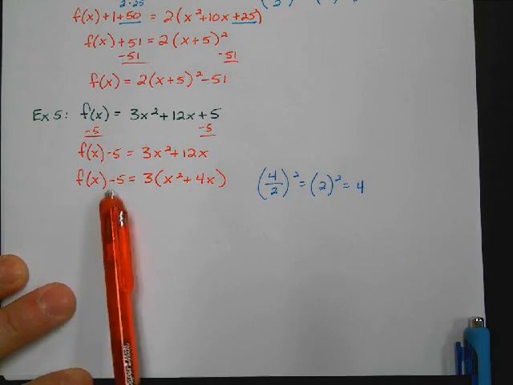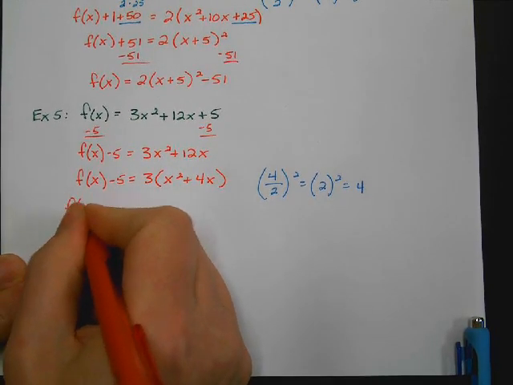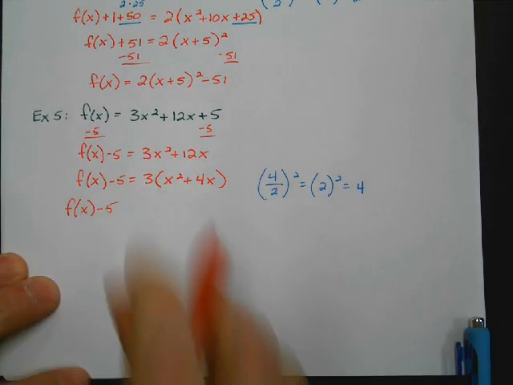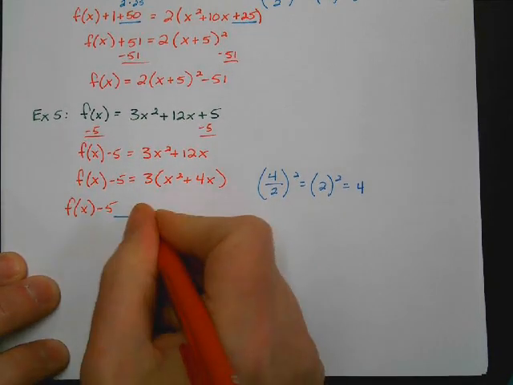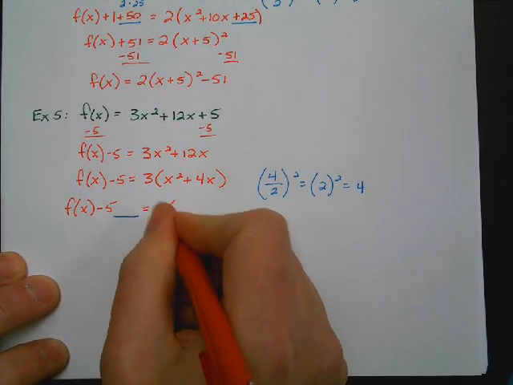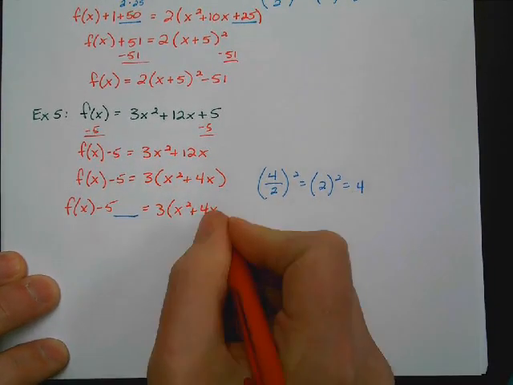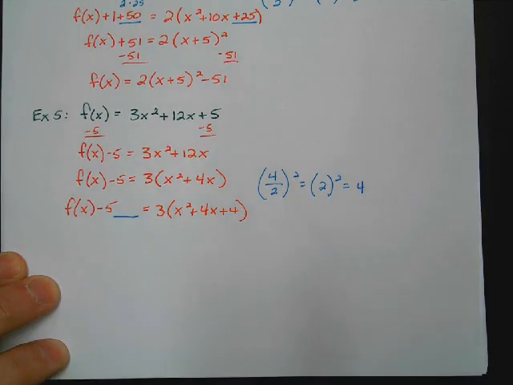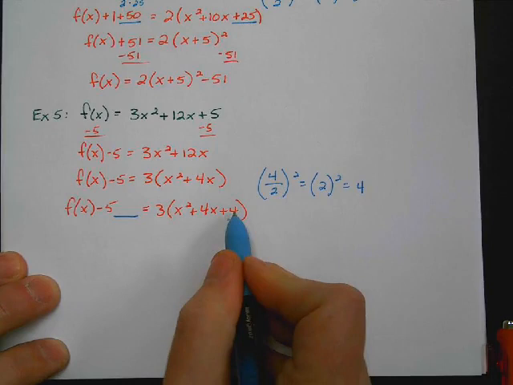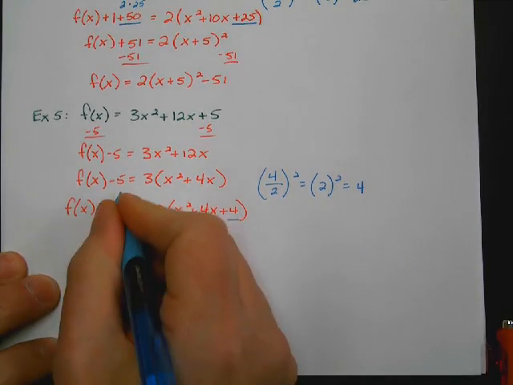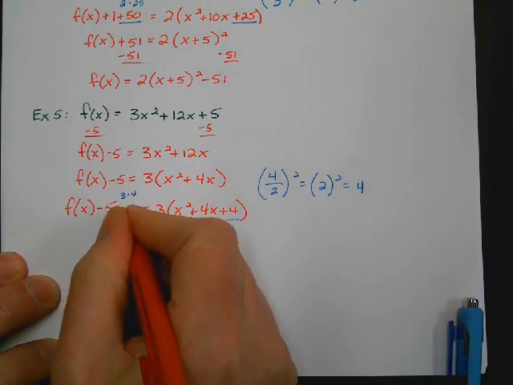But remember, we do not add 4 to this side. So f of x minus 5, blank, equals 3 times x squared plus 4x. And then we're going to add 4 to that side. So what number did we actually add to this side? Well, it's 4 times 3. So this is 3 times 4. So the number that we add to this side is actually 12.